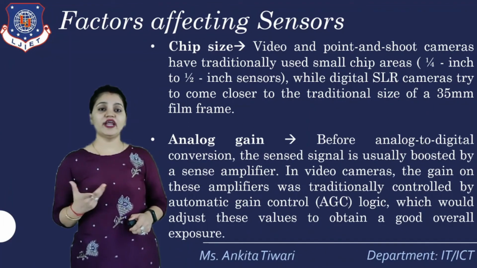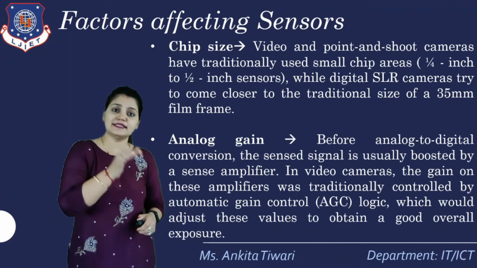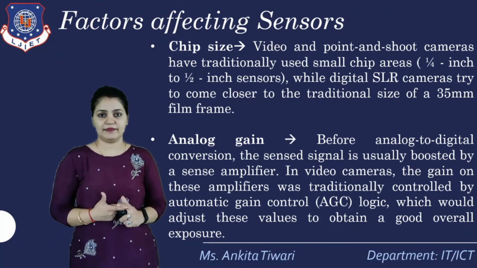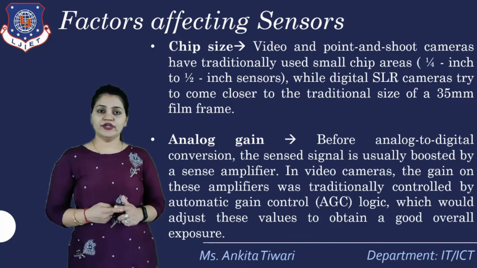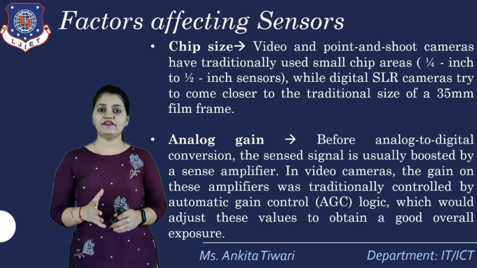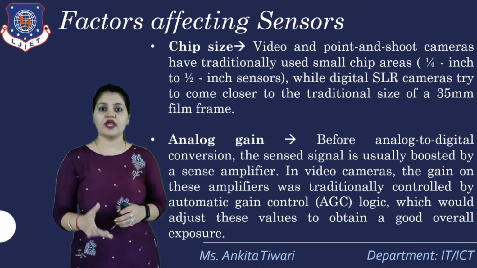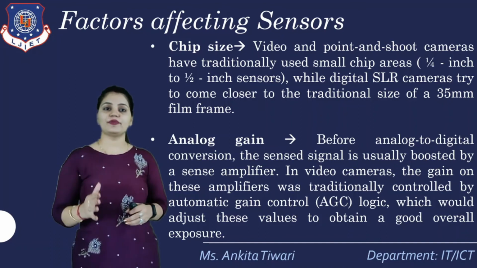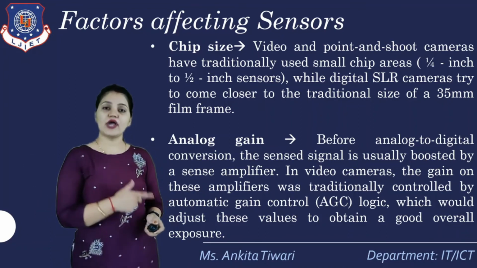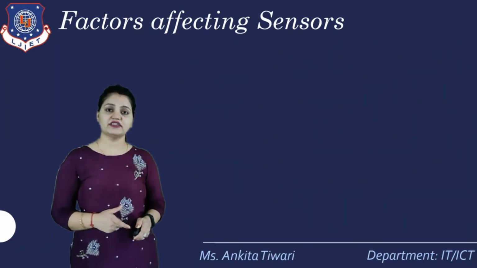Analog gain. Before analog to digital conversion, the sensed signal is usually boosted by a sense amplifier. In video cameras, the gain on these amplifiers was traditionally controlled by the automatic gain control, that is AGC logic, which would adjust these values to obtain a good overall performance. So analog gain is also a very big factor.